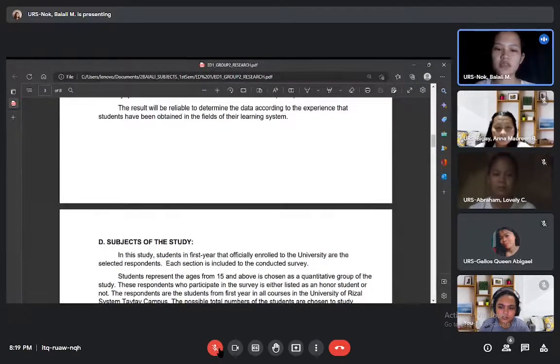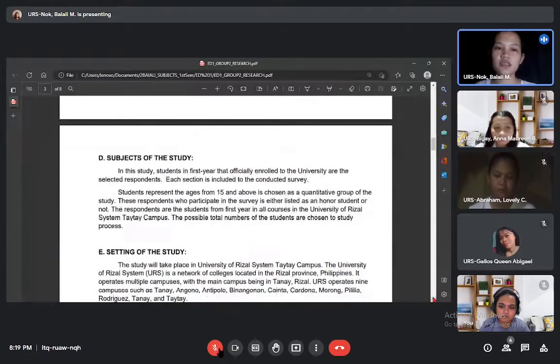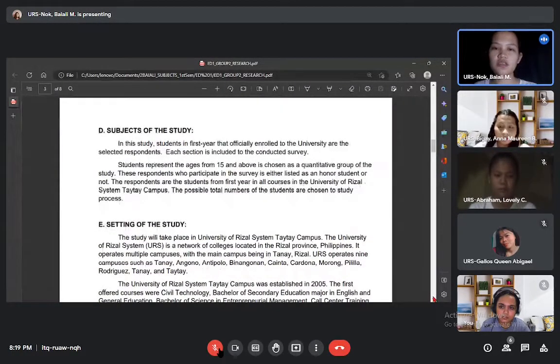Next is the subject of our study. The subject of our study is that students in first year that are officially enrolled to the university are the selected respondents. Each section is included in the conducted survey, as well as students representing the age from 15 and above, chosen as a quantitative group of this study. Also, the respondents who participate in the survey are either listed as an honor student or not. And the respondents are the students from first year in all courses in the University of Rizal System, Taytay Campus. So the total numbers of the students are chosen to study the process.